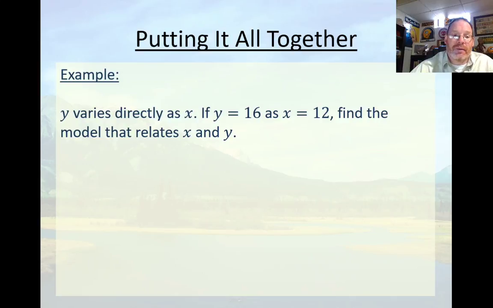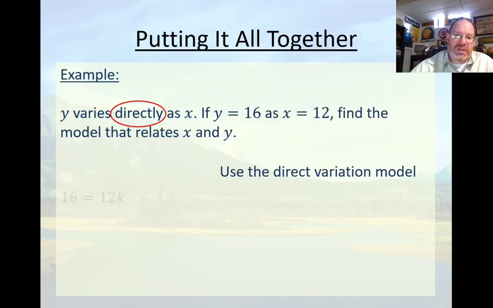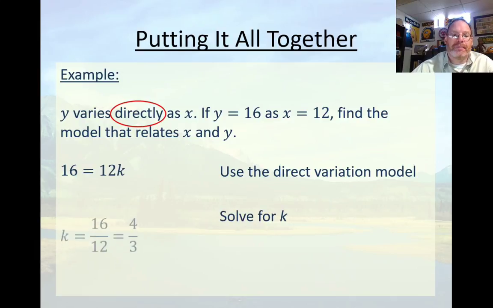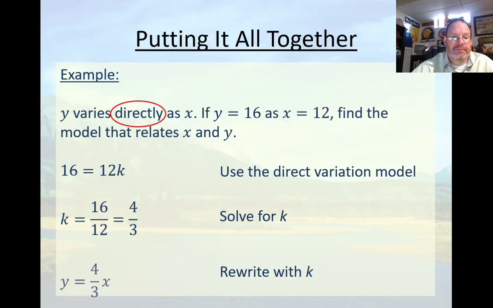So right out of the gate, we're told that it's direct variation, which means we use the direct variation model. Y equals kx. Solve for k. And then all we need to do, because all they're asking for is to find the model, is rewrite the equation with 4/3 in for k. That's the model. That's all there is to it.